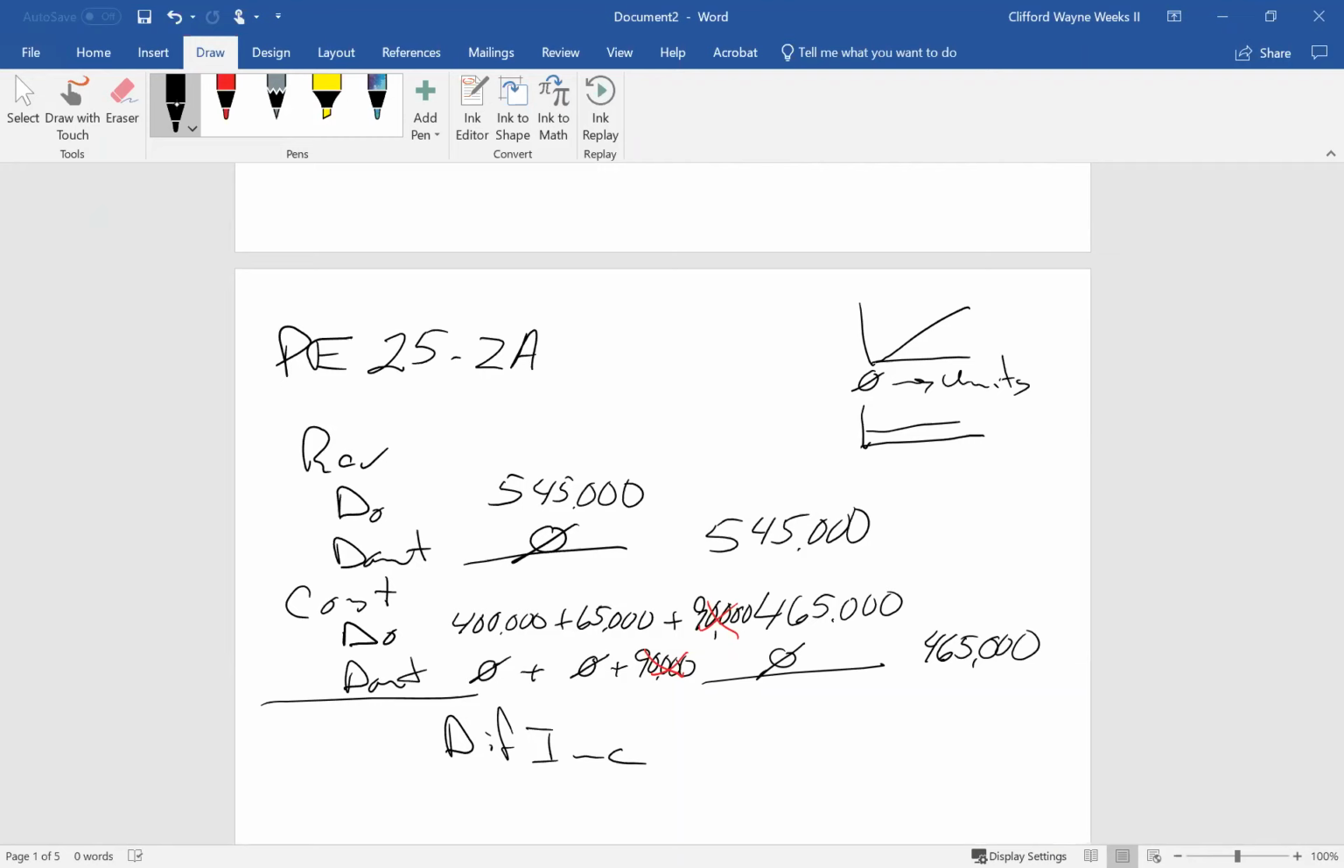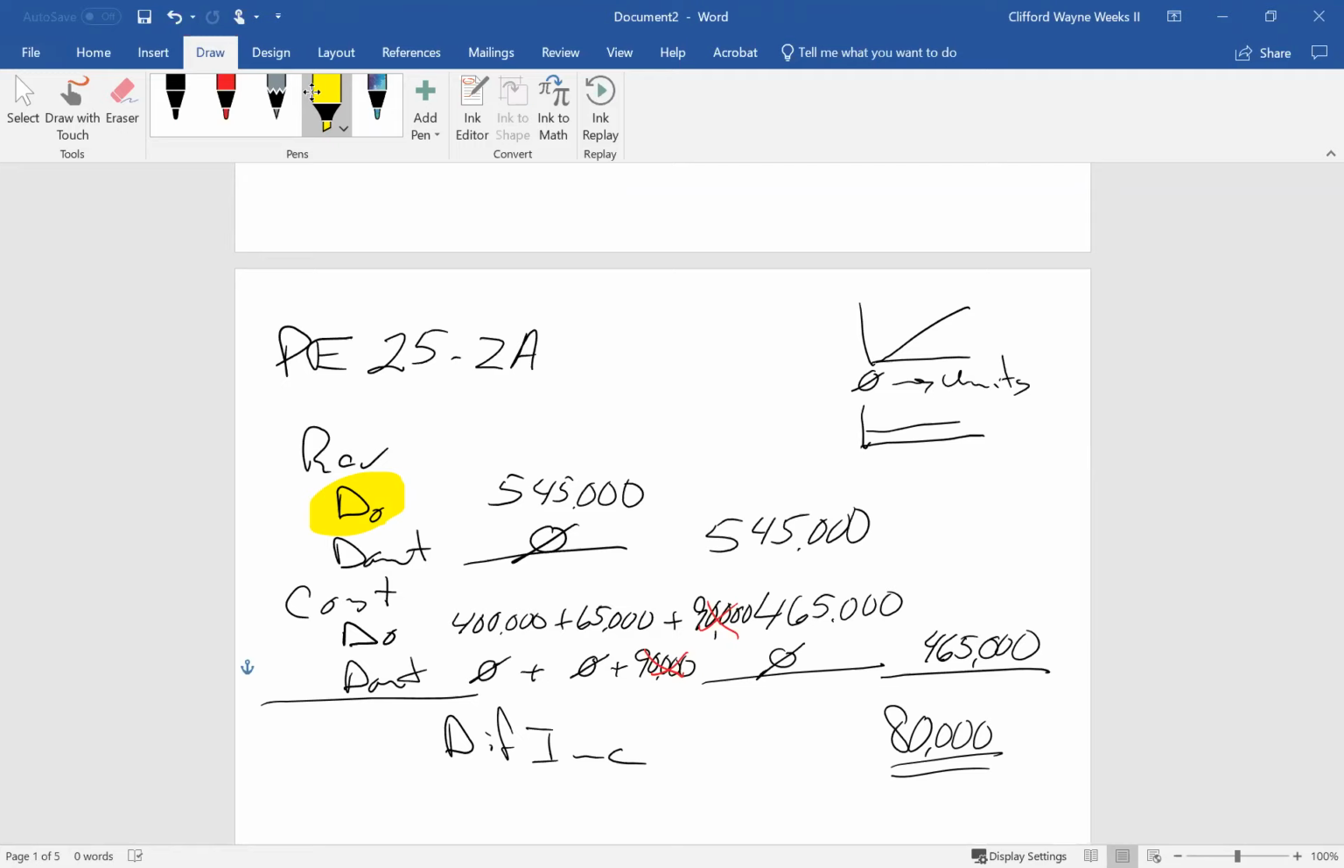And so if we had differential income of 545 and we subtract 465, we have a positive 80,000 differential income. If it's positive, then we're going to do it, option number 1, or A.